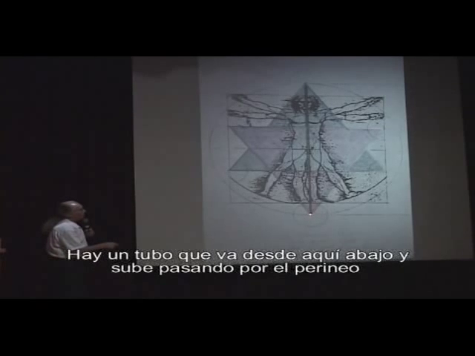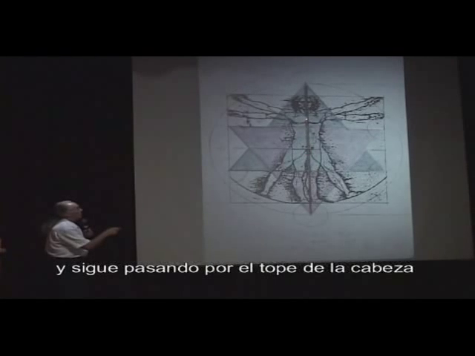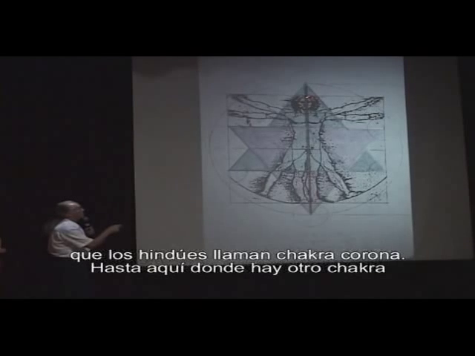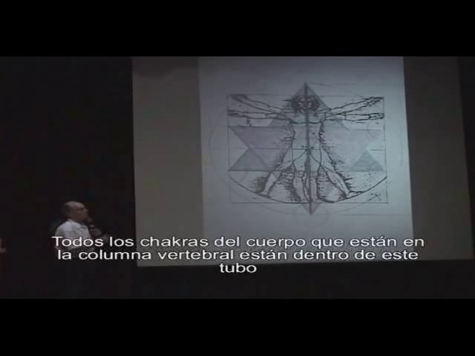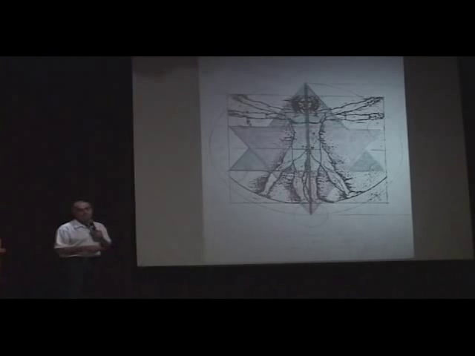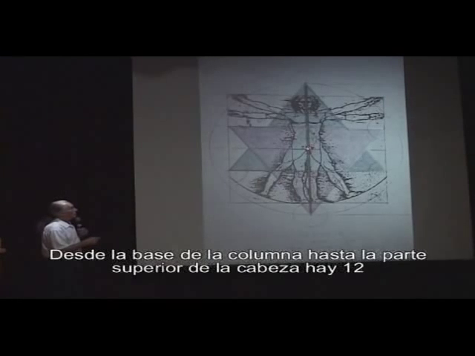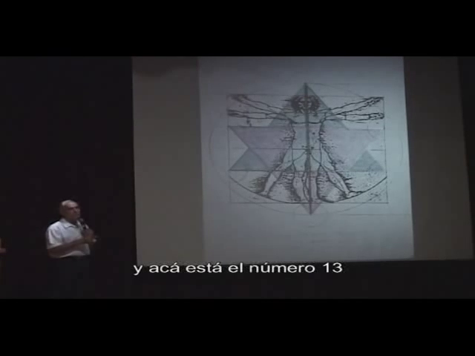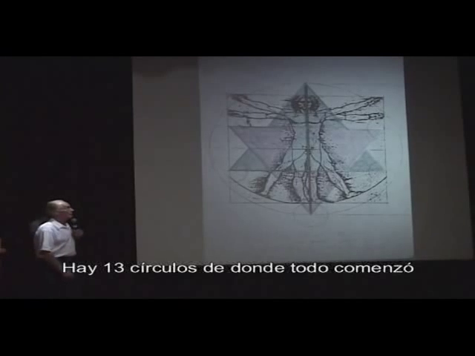And there is a tube that runs from that point all the way through the body, entering at the perineum, running all the way through, coming out the top of the head, which the Hindus call the crown chakra, and goes up to this one here, where there's another chakra. All the chakras inside the human body in the spinal column aspect of it are inside of this tube. We've been able to scientifically document that. And there's not 7 of them, but there's 12 of them. From the base of the spine to the top of the head, there's exactly 12, and that's the 13th one. Again, those 13 circles that all this began from.